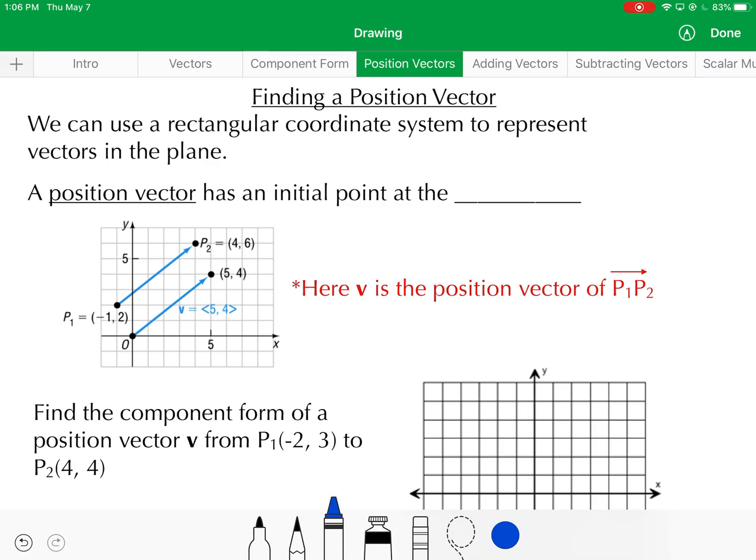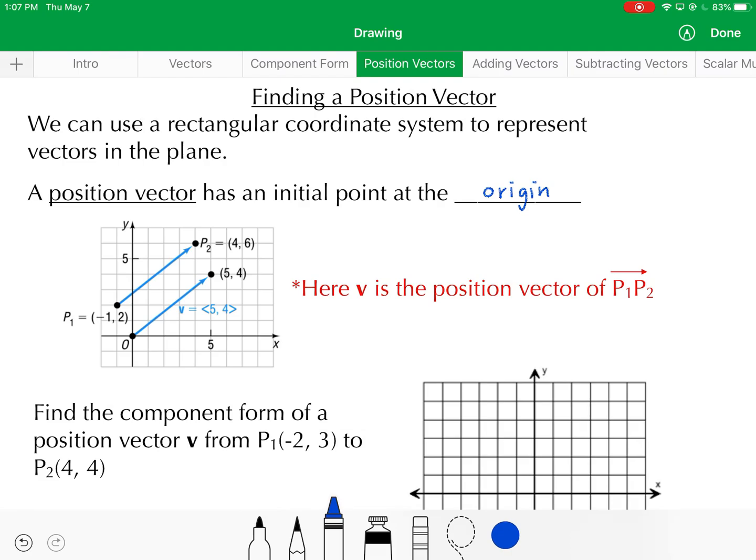All right, now we often use the rectangular coordinate system to represent our vectors in the plane. When you have a vector whose initial point is at the origin, it's known as a position vector. A position vector is a point or a vector whose initial point is at the origin. So here in the picture, I have 2 vectors that are equal to one another. It's just one's a position vector, the other is not.